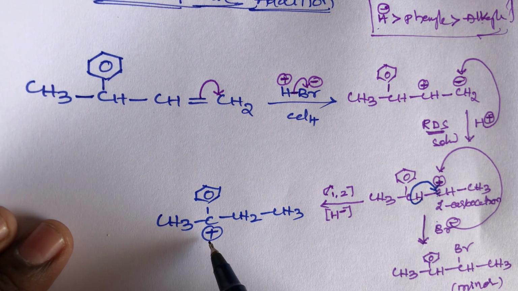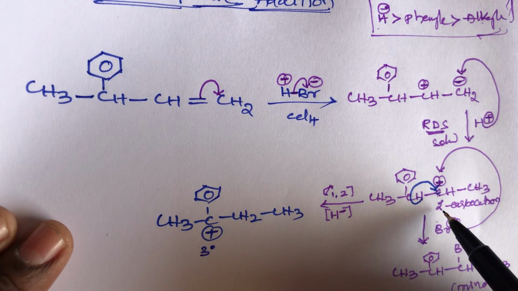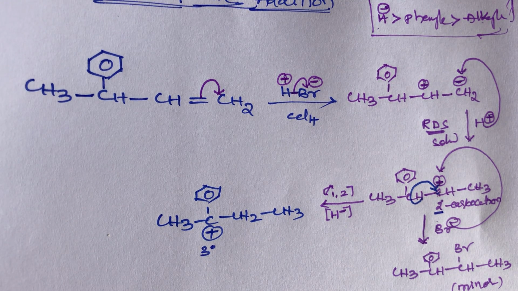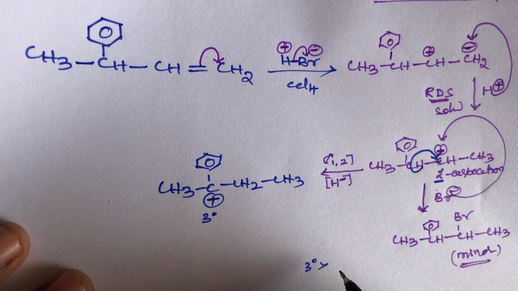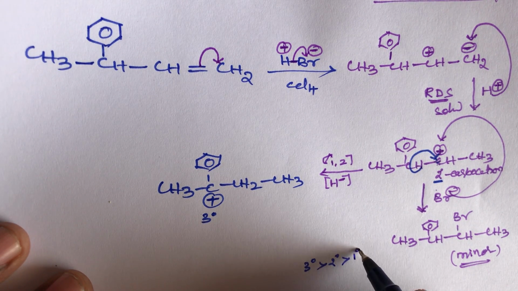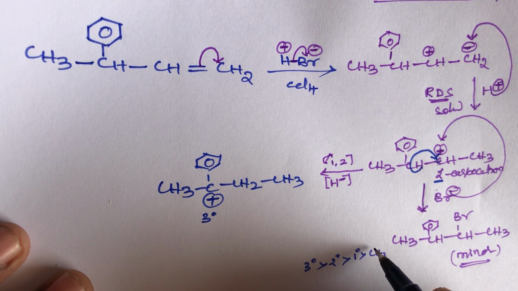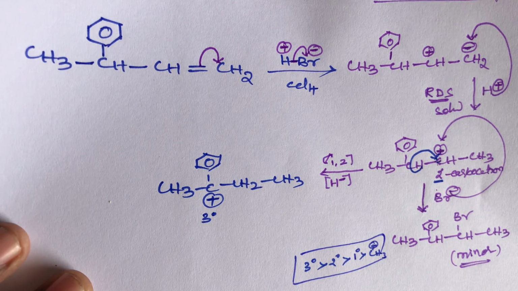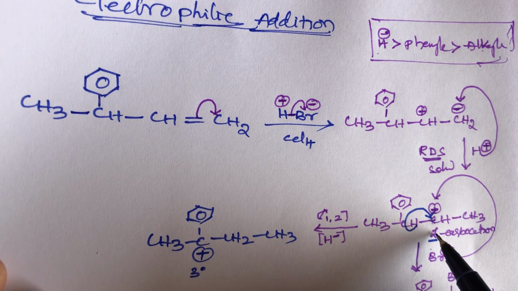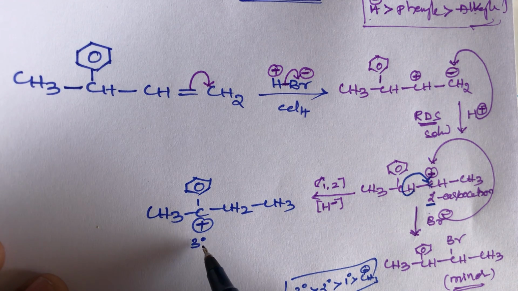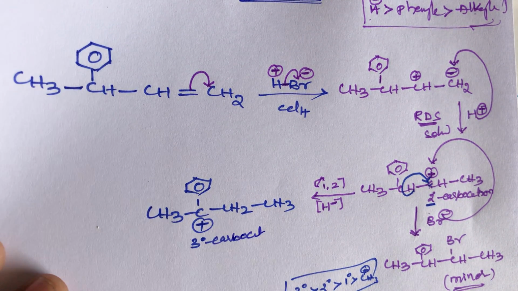Here this is a tertiary carbocation, and this is a secondary carbocation. Out of these two, which one is more stable? Once again, remember, student, we already discussed the stability order of carbocations. Tertiary carbocation is more stable than secondary, which is more stable than primary, which is more stable than methyl. But here, tertiary carbocation is there and secondary carbocation is there. So tertiary carbocation is more stable than secondary carbocation due to hyperconjugation.